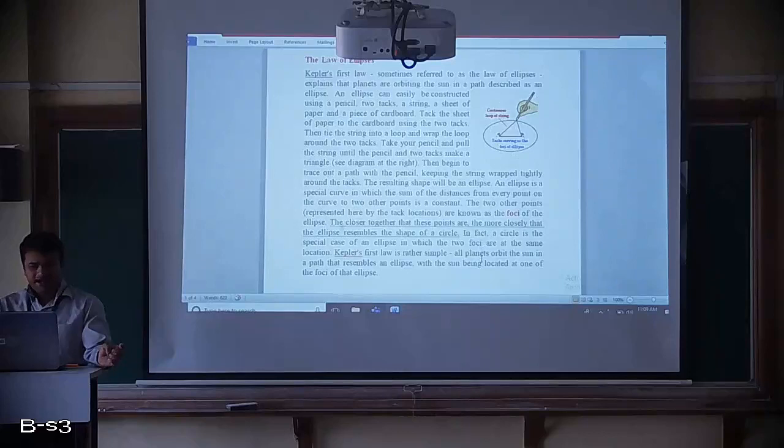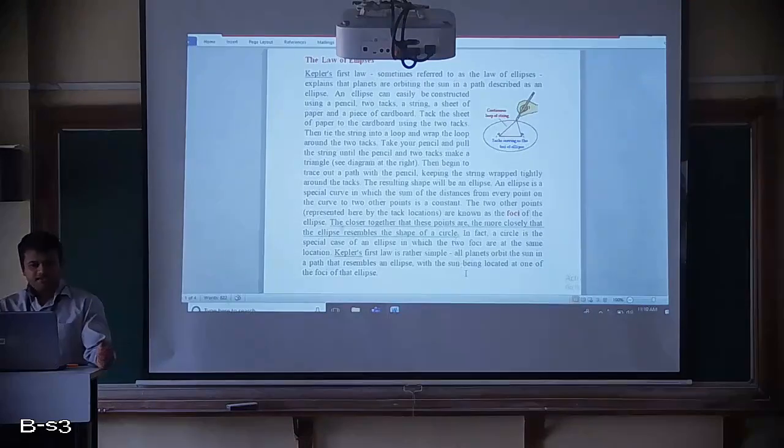Okay, and here it is, a special curve. The ellipse is a special curve. What is happening here? The sum of the distances from every point on the curve to two other points is constant. It will not change. Here, the two other points are nothing but our tacks, point number 1 and point number 2. They are called foci, as I said before.